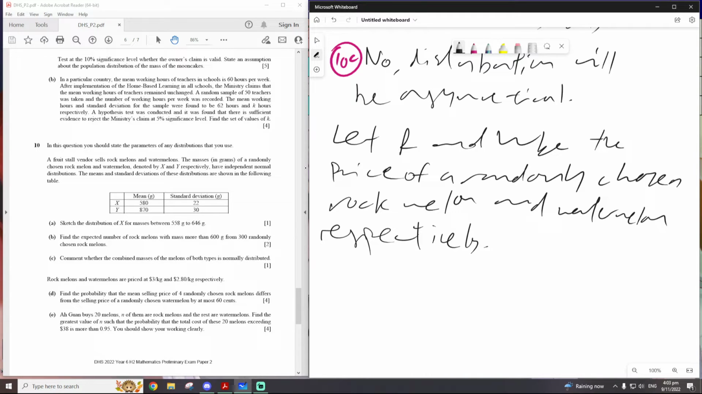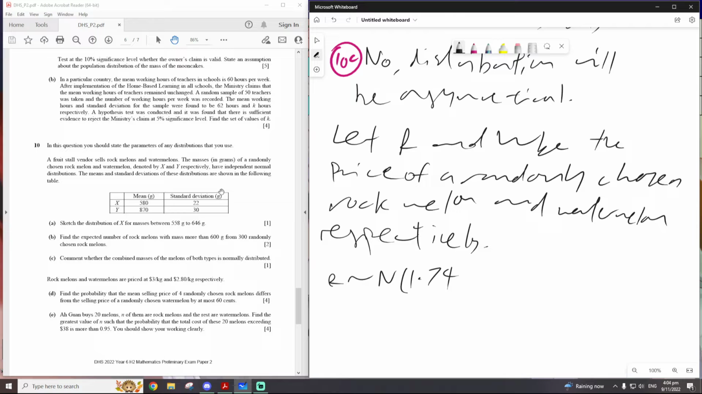So what are the distributions of R and W? R follows the normal distribution, and the mean mass is 580, so 0.58 kilograms times 3. So you'll get R is normal, mean 1.74. The variance will be 20.